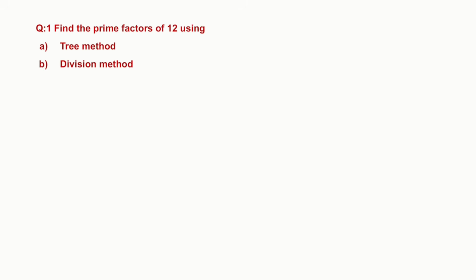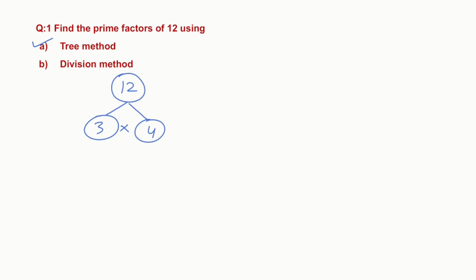So here we have our first example. Find the prime factor of 12 using tree method and division method. First we are going to see the tree method. In the tree method, take the number and break it into two factors and write them as branches of a tree. So here I am taking 3 and 4.